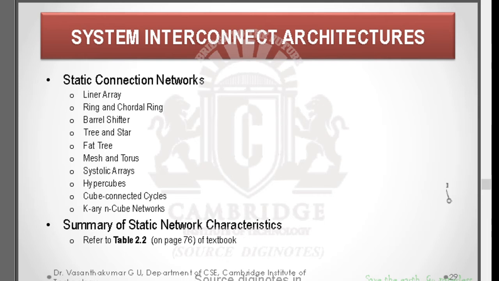And next we have static connection networks. So here we have linear array, ring and chordal ring, barrel shifter, tree and star, fat tree, mesh and torus, systolic arrays, hypercubes, cube connected cycles, K-array n cube networks. Then summary of static network characteristics. So there is a table, Table 2.2, that should be referred for this particular summary of static network characteristics.